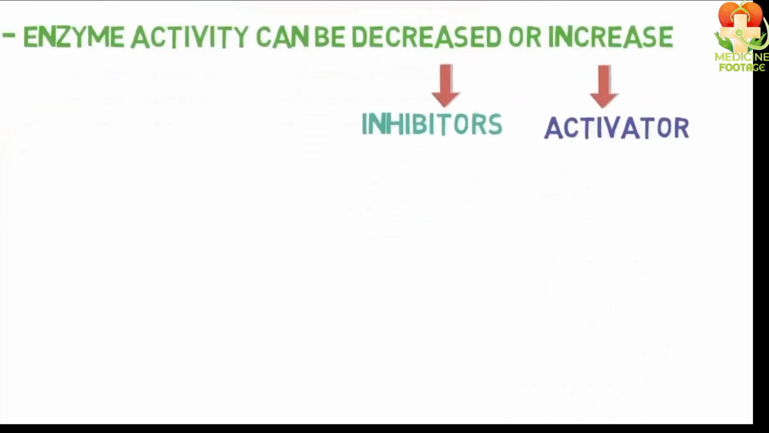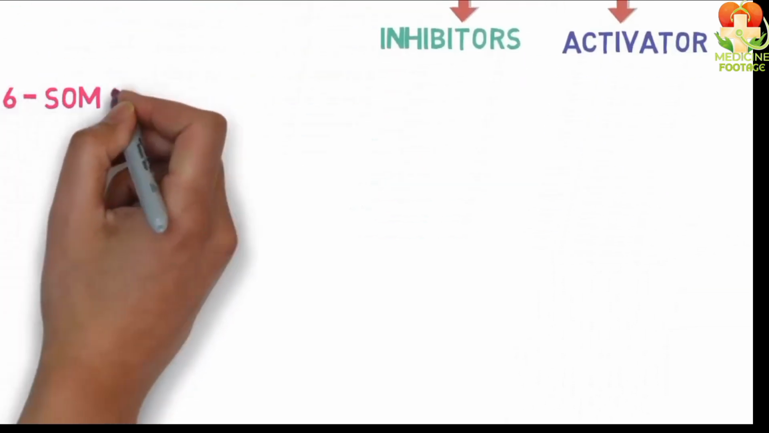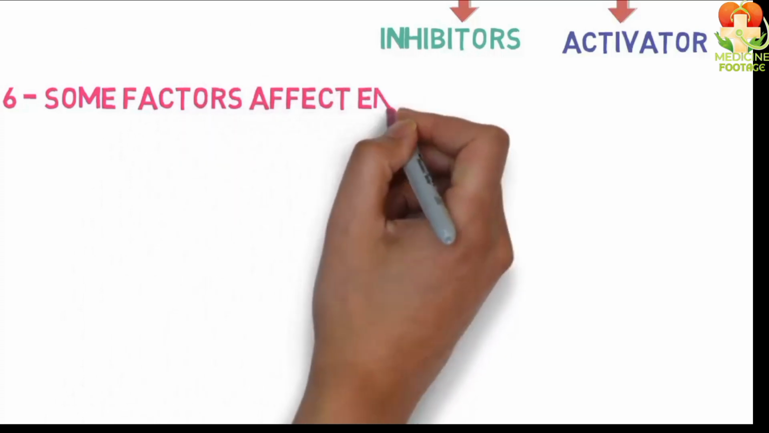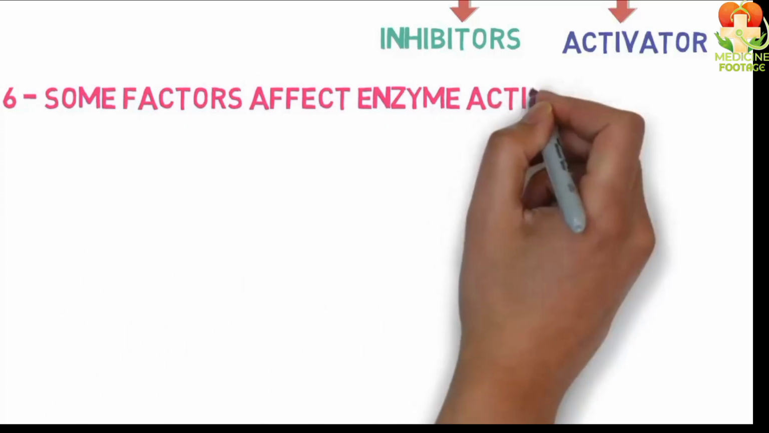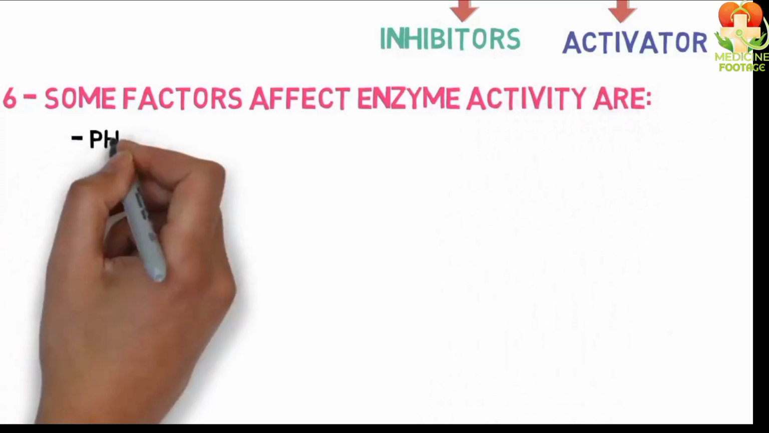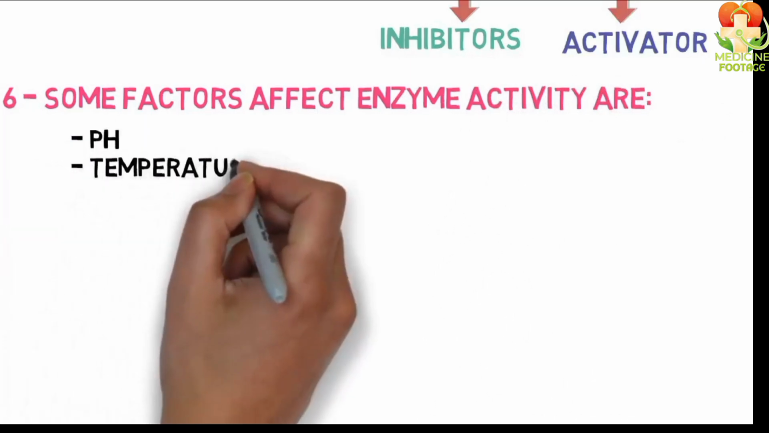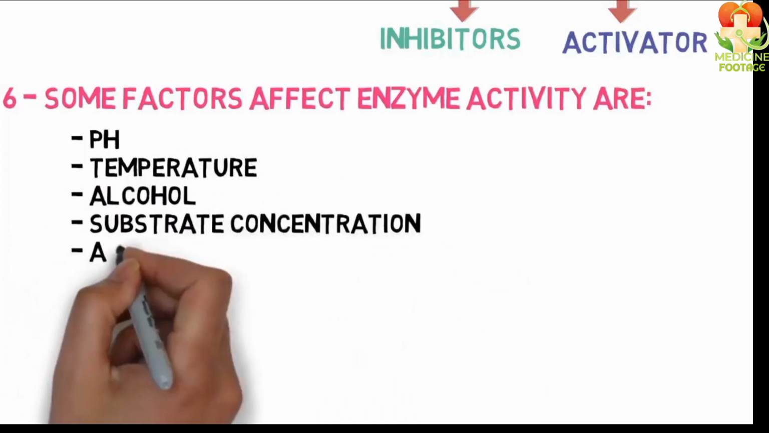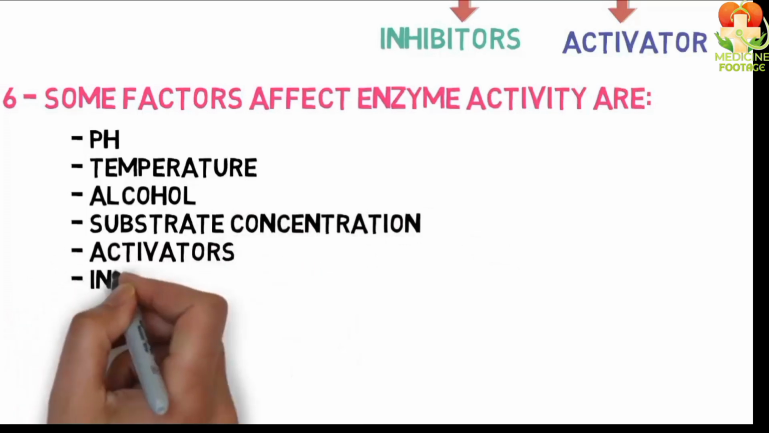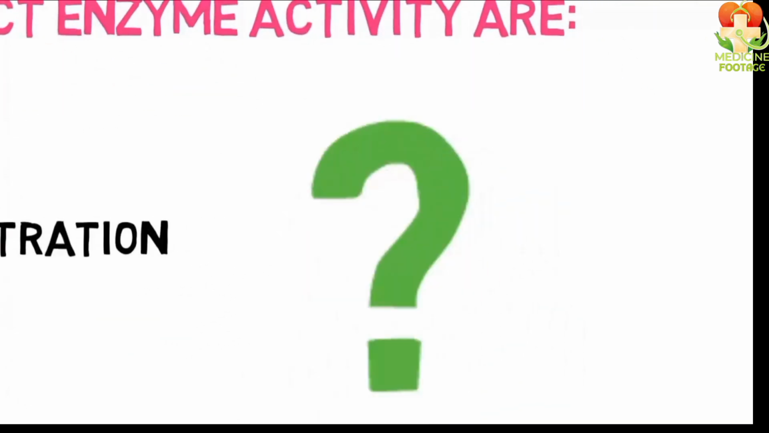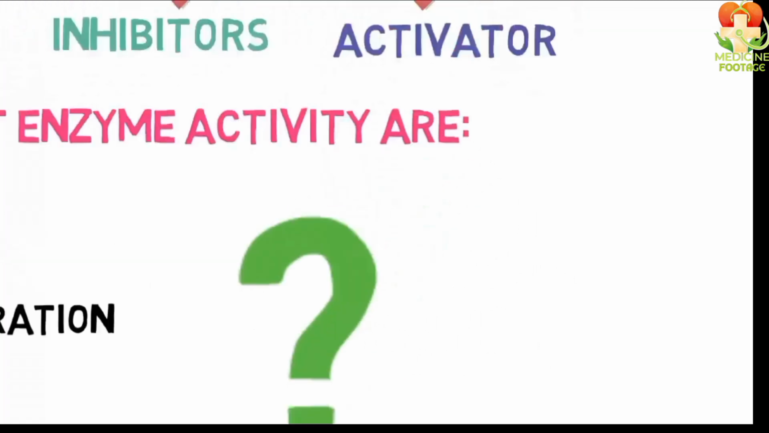Now, let me tell you the factors affecting enzyme activity. There are several factors that can affect enzyme activity, causing it to increase or decrease. They are listed below: the pH, temperature, alcohol, substrate concentration, radiation, activators, inhibitors, coenzymes, and cofactors. All these factors influence enzyme activity in different ways.